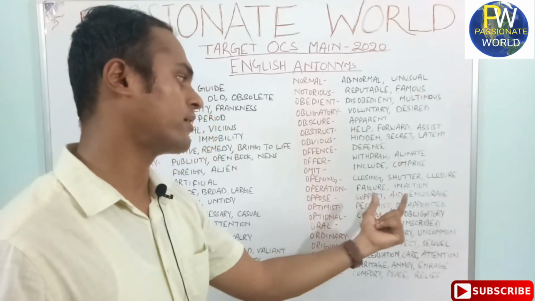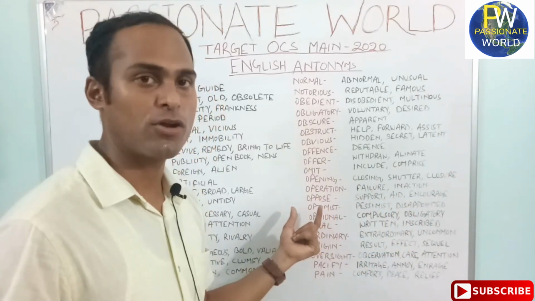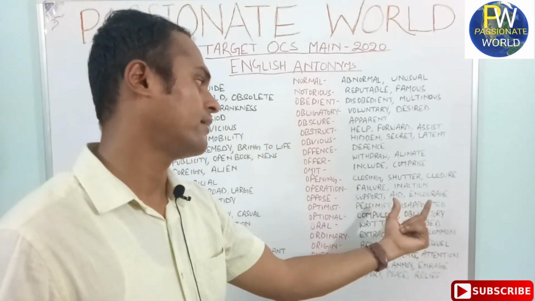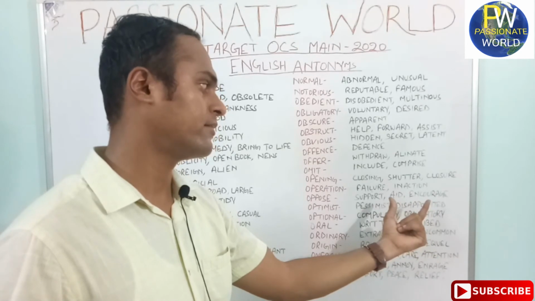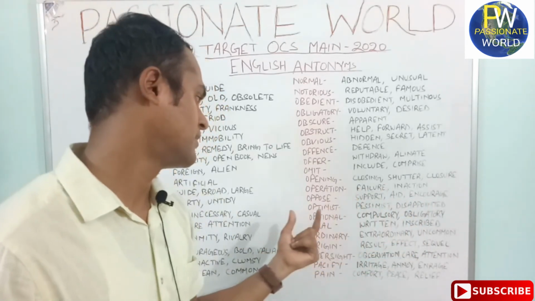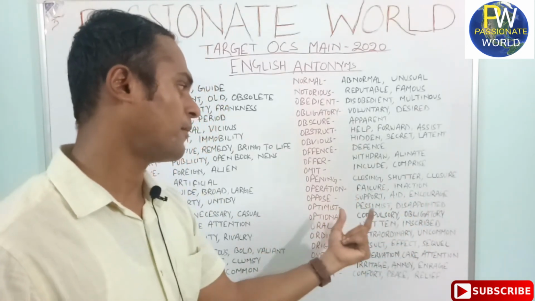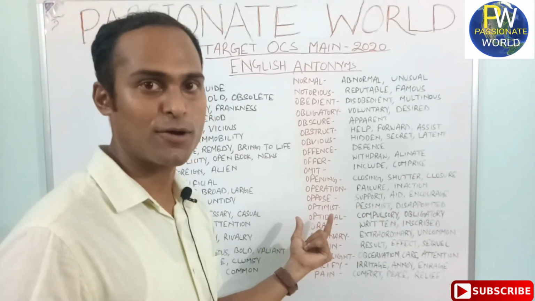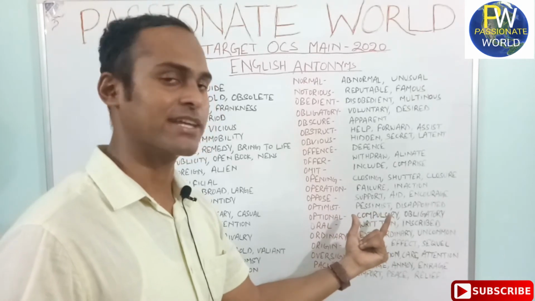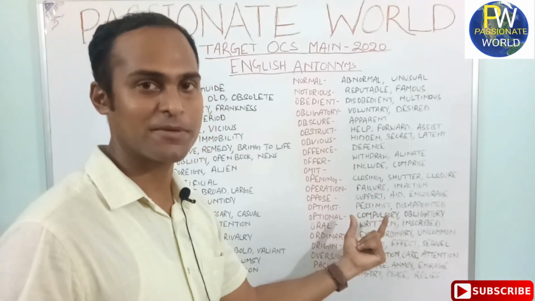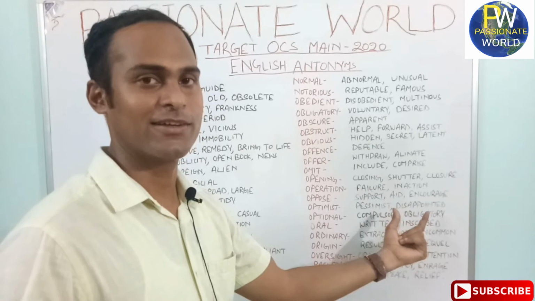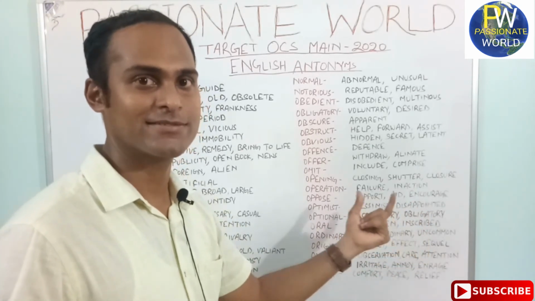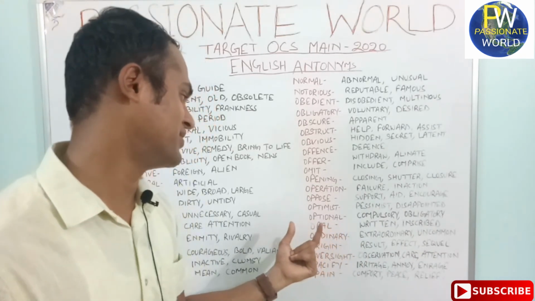Optimist, pessimist or disappointed. I am an optimist. He is a pessimist. Then Ram is disappointed with his own performance. Then optional, compulsory or obligatory. Political science is his optional. Compulsory, English is his compulsory paper. Obligatory. Then the language paper is obligatory in the civil services main examination.